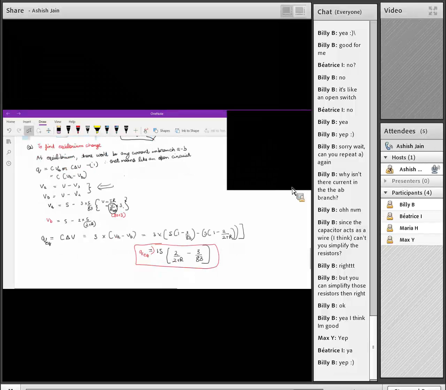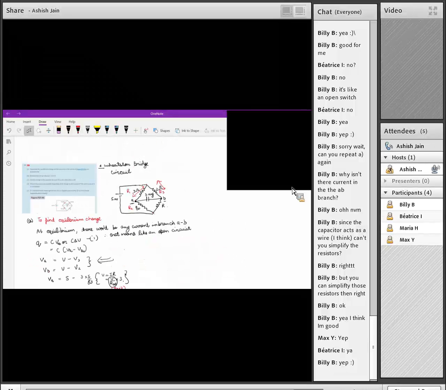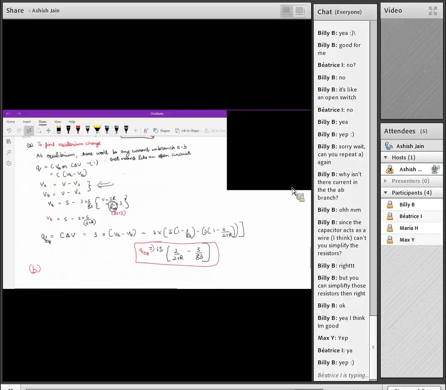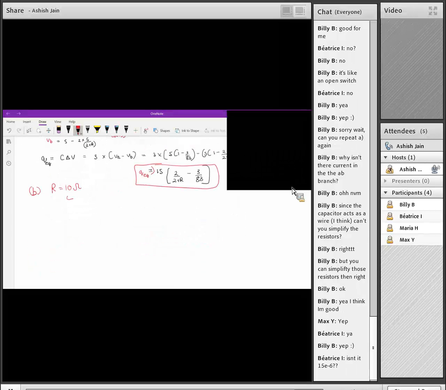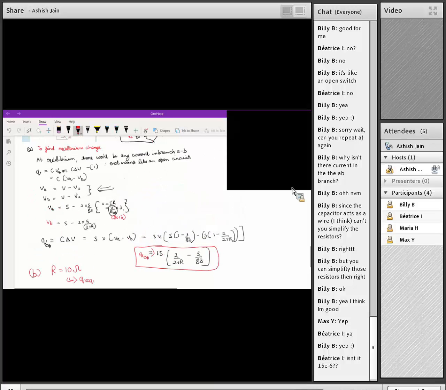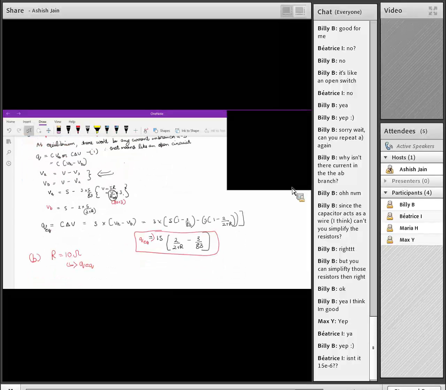If there's no question, I'll move to part B. Part B: evaluate the charge when R is 10 ohms, so just substitute the value of R as 10 ohms. You'll get the charge. I didn't do it while solving, so you can do it. You just have to substitute the value of R in equation 2.